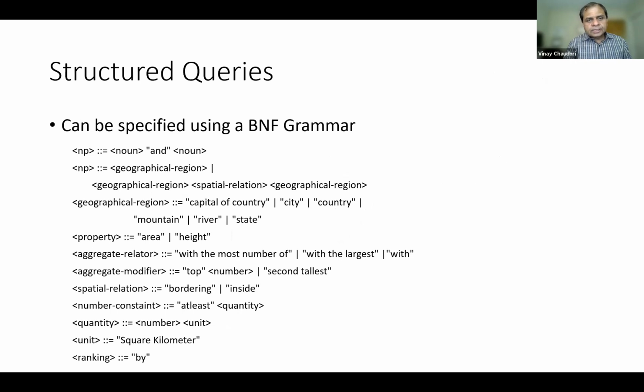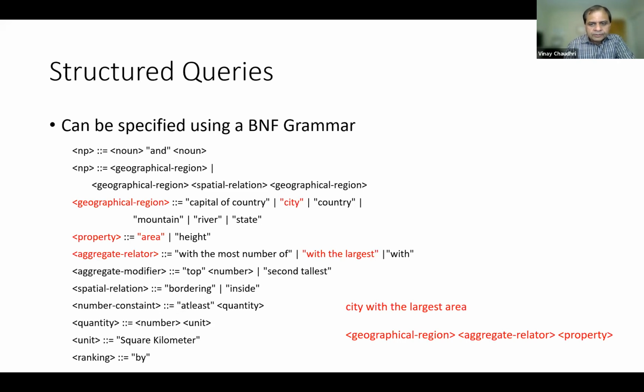So the structured queries can be captured using a grammar, and we are seeing here a grammar which captures many of the queries that I showed you on the previous slide. So as an example, if we want to formulate city with the largest area, then in our grammar, we would first pick geographical region, which is going to be the city. And then that query could be completed using an aggregate relator, which is with the largest, and the property. Okay, so this query, city with the largest area, conforms to the BNF grammar that we are seeing here.